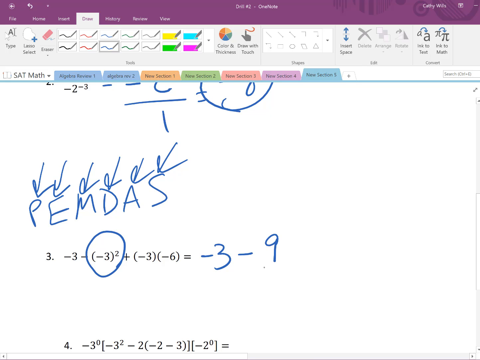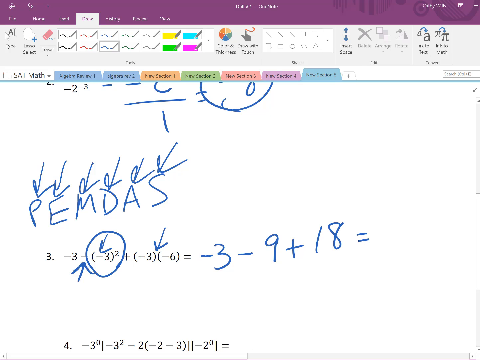All right, the negative that's in front of the 9 is right here, not this one. This one went away when I multiplied negative 3 times negative 3 and got positive 9. But there's another negative sign right there, and that's still sitting there. All right, then you've got plus, and you have to multiply negative 3 times negative 6. That's what these parentheses mean. It means multiply. Negative 3 times negative 6 is positive 18.